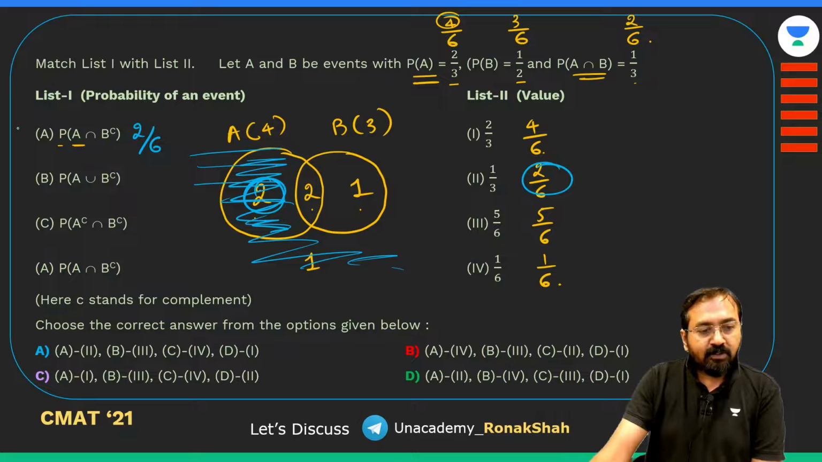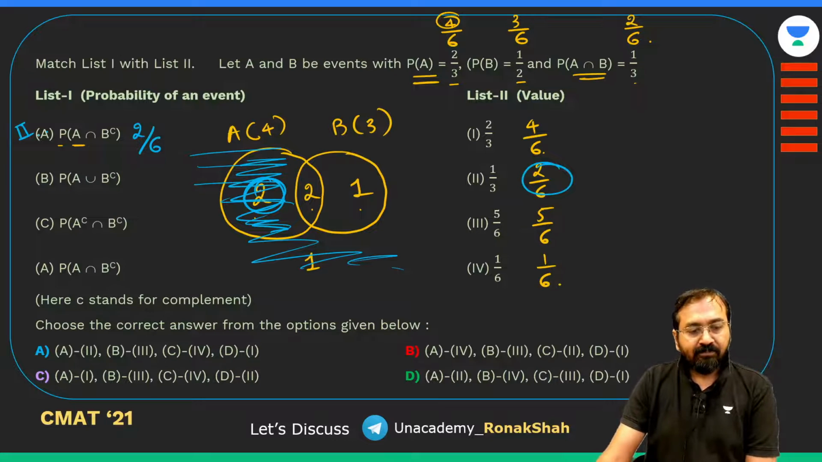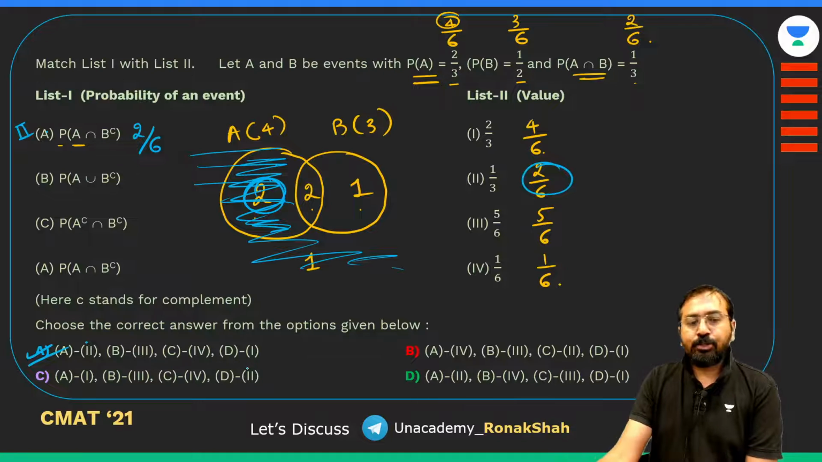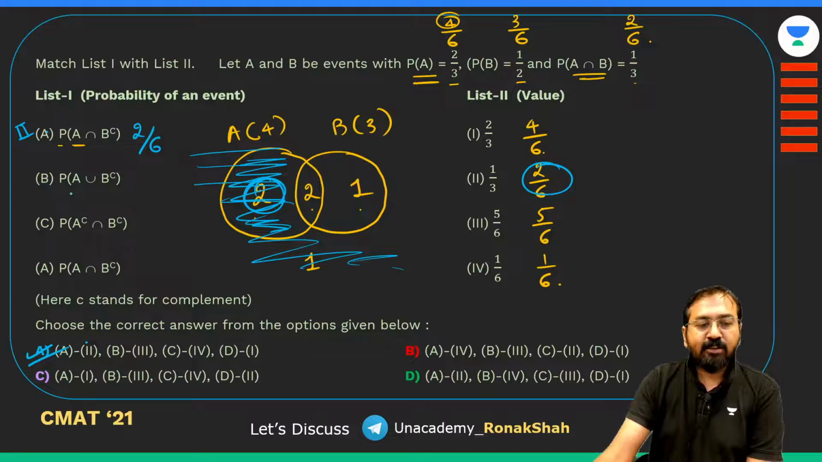So can I say the first will be matched with 2, and it's only there in option A, so you don't need to check for others. But if you want, you can similarly check for others also.